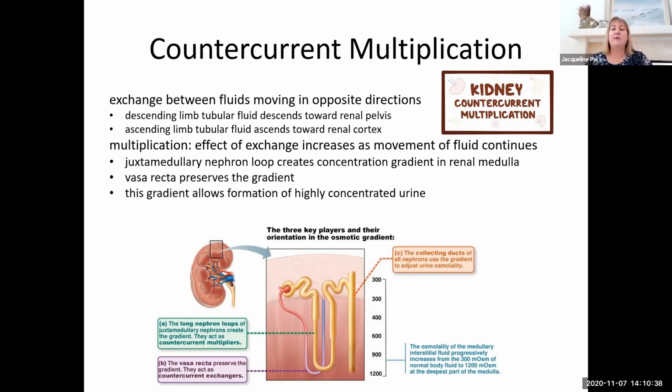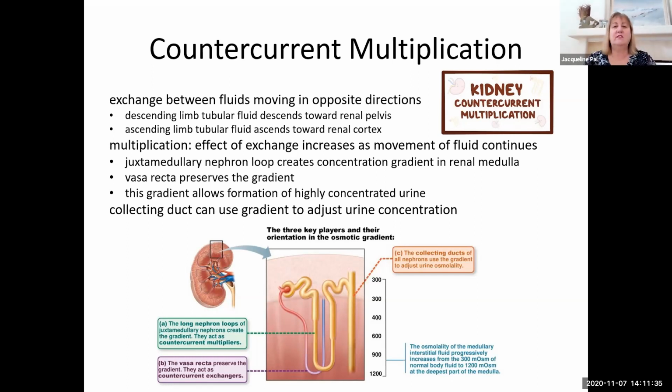So the movement is going to happen in the nephron loop. That's the countercurrent multiplication. But if you recall, the really long nephron loops of the juxtamedullary nephrons are surrounded by a second capillary mechanism known as the vasa recta. And these vasa recta are going to preserve that exact gradient through the depth of the renal medulla. It's this gradient that allows for the formation of highly concentrated urine. So there are actually three key players here: the long loops, the vasa recta, and the fact that the collecting duct can use this gradient to adjust the urine concentration.